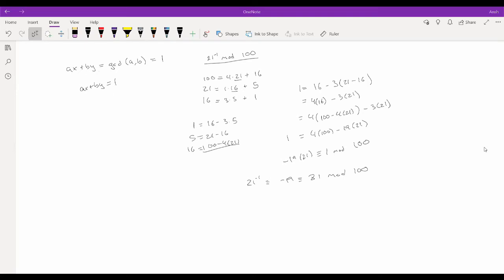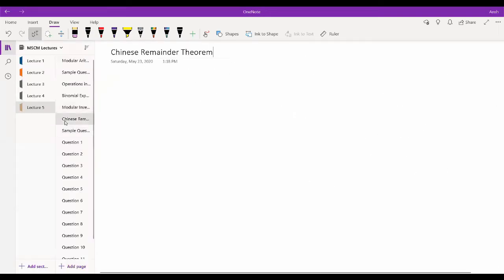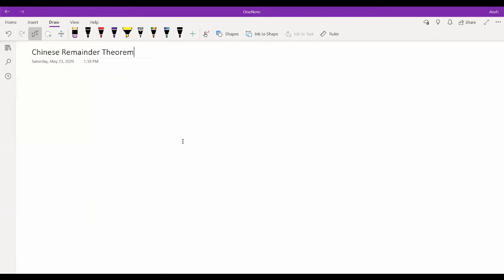So our final topic is the Chinese Remainder Theorem. The Chinese Remainder Theorem is a very important concept in competition math. It comes up very often, and at its most basic level, what it states is, let's say you had two mods that are relatively prime. Relatively prime meaning that they share no common factors.